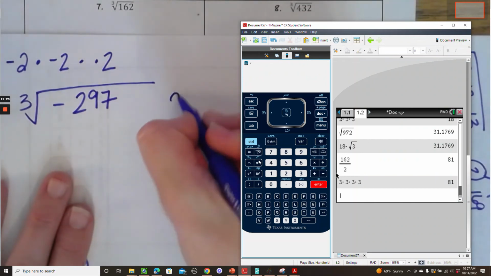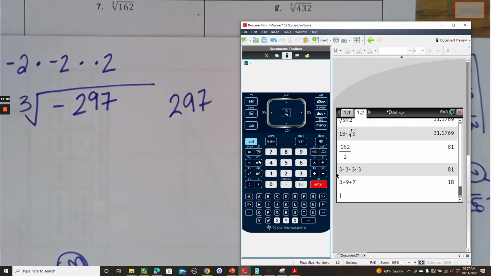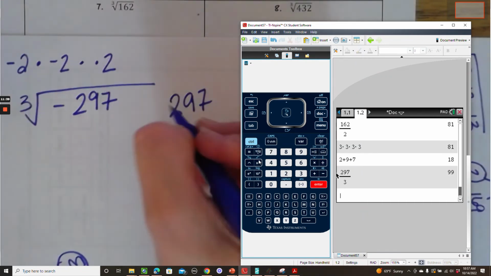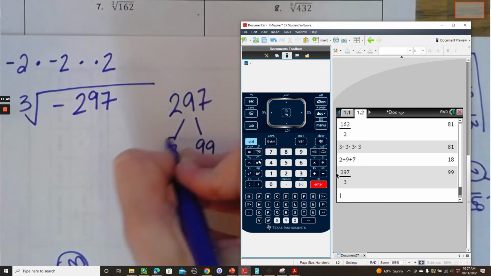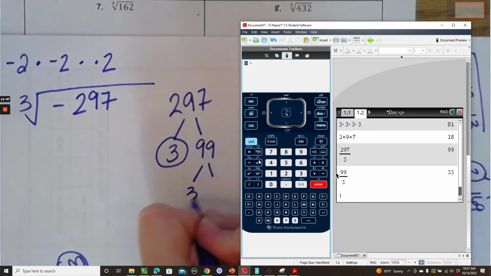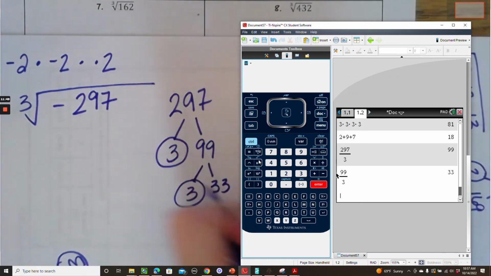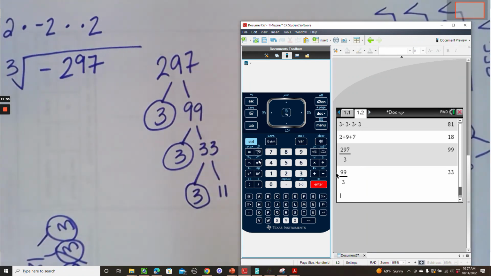So we've got to break down 297. So 2 plus 9 plus 7 is 18. 18 is divisible by 3. So 297 is divisible by 3. Is 99 divisible by 3? Yep. And then 33 is 3 times 11. Is 11 a prime number?